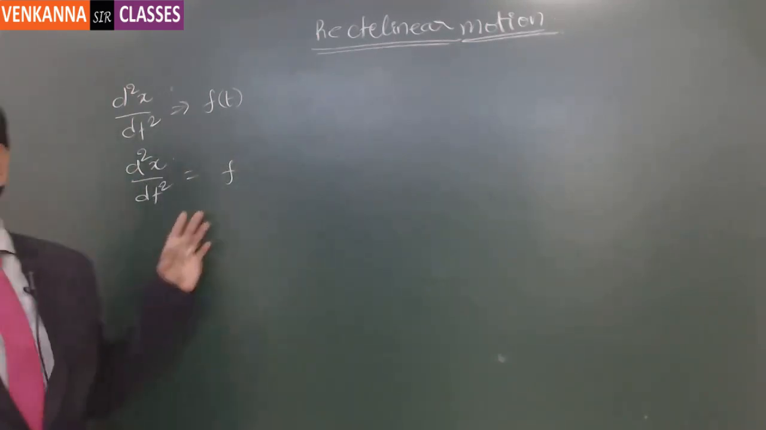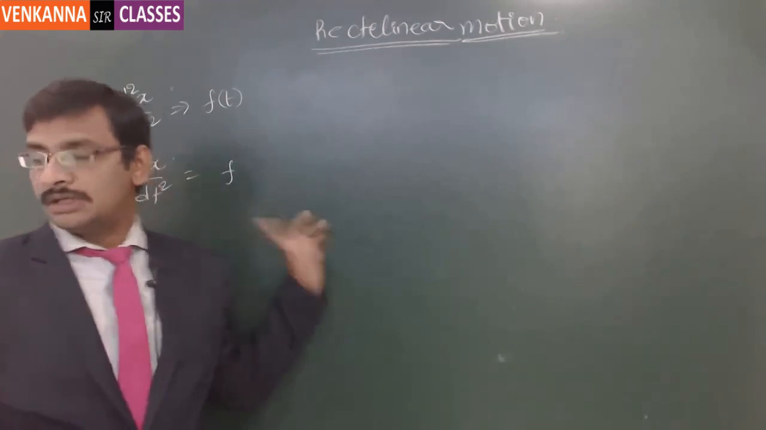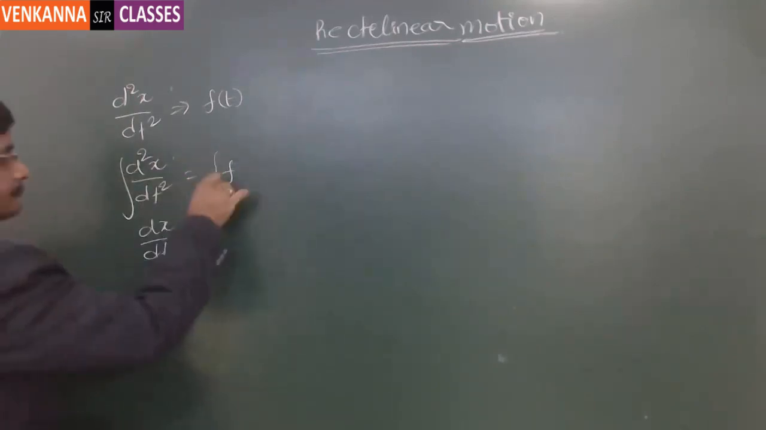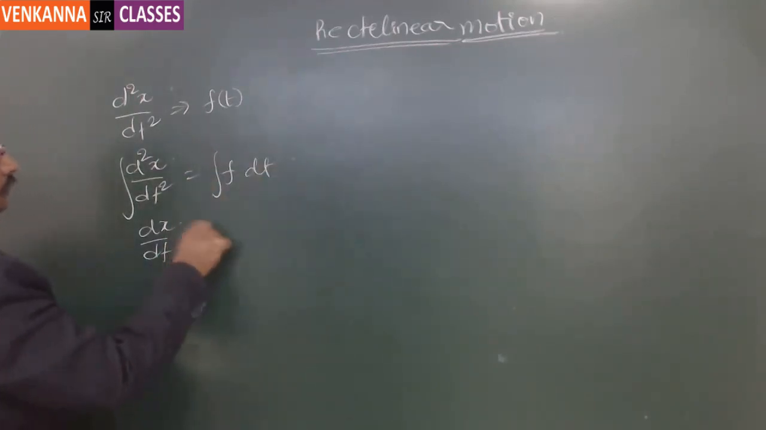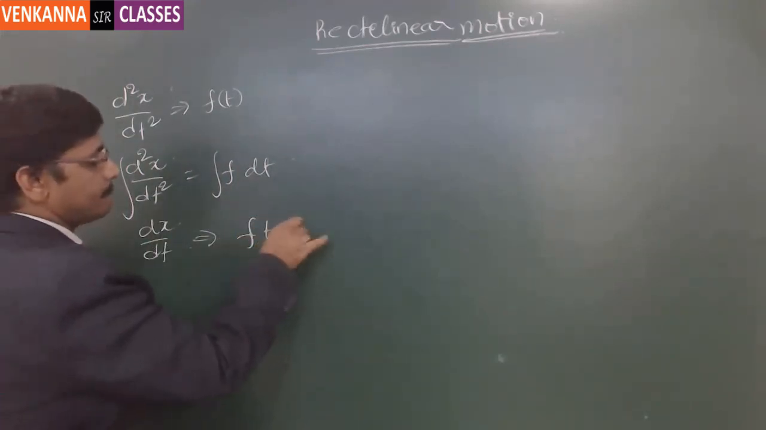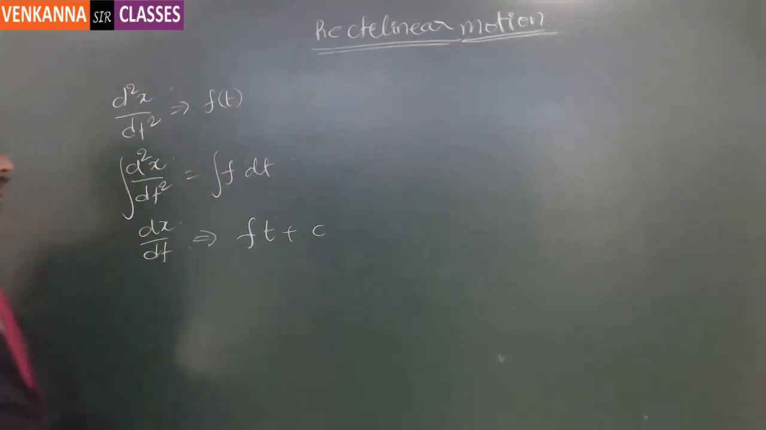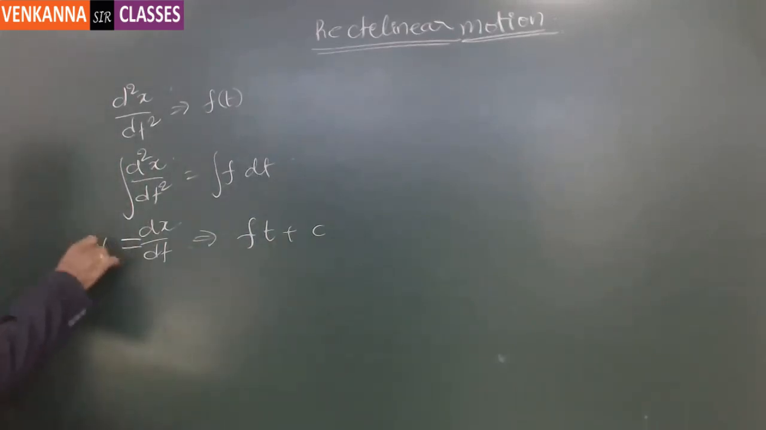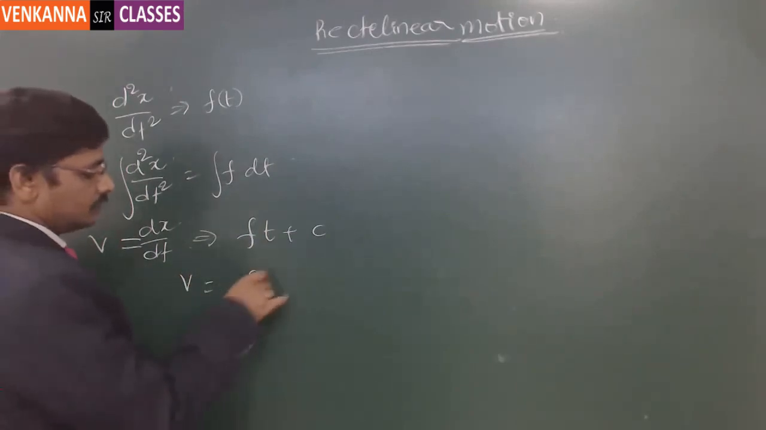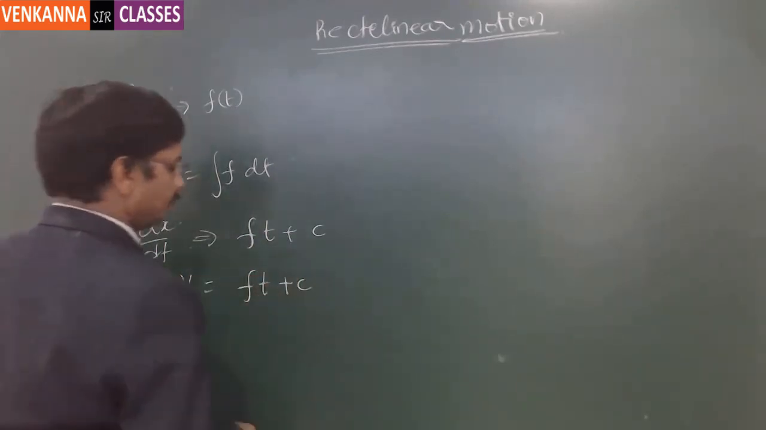Now here this is being constant. If you integrate on either sides, dx by dt is equal to ft plus some arbitrary constant c. But dx by dt is called the velocity v. Now from this, v is equal to ft plus c.